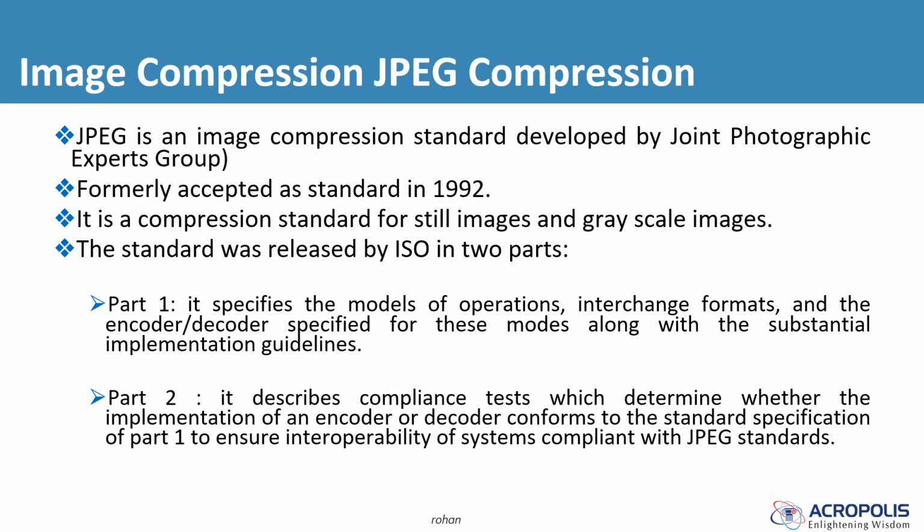Part 1 specifies the modes of operation, interchange formats, and the encoder and decoder specified for these modes, along with substantial implementation guidelines. Part 2 describes compliance tests, which determine whether the implementation of an encoder or decoder conforms to the standard specification of Part 1, to ensure interoperability of systems compliant with the JPG standard.